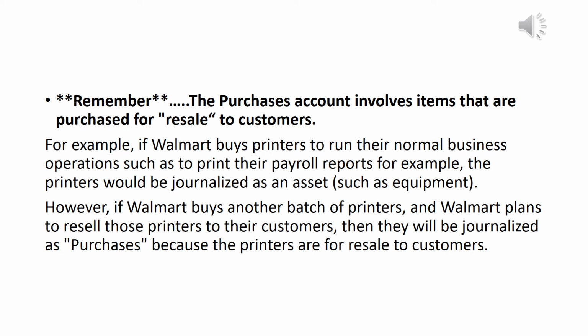Another example, if Walmart buys printers to run their normal business operations, such as to print their payroll reports or other reports, the printers would be journalized as an asset, such as equipment. However, if Walmart buys another batch of printers and plans to resell those printers to their customers, then they will be journalized as purchases because the printers are for resale to its customers.